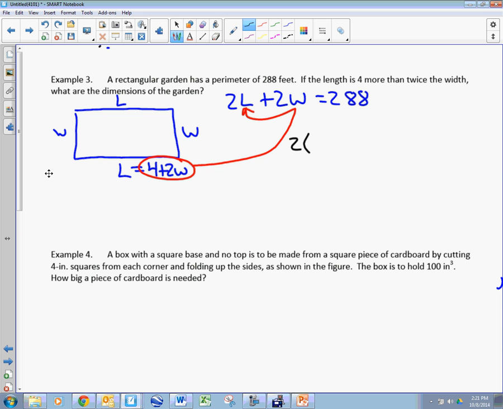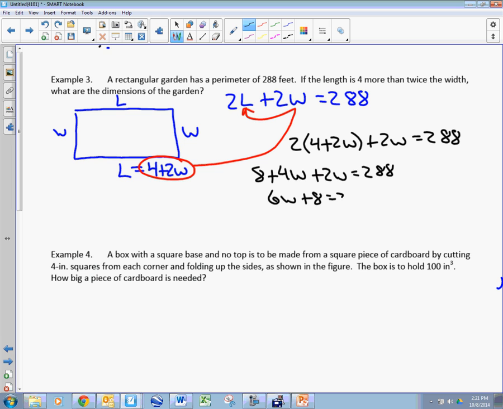2 times 4 plus 2W, plus 2W, equals 288. 8 plus 4W plus 2W is 288. 6W plus 8 is 288. 6W is 280. So W is 46.6 repeating.